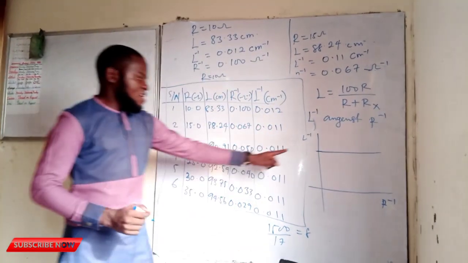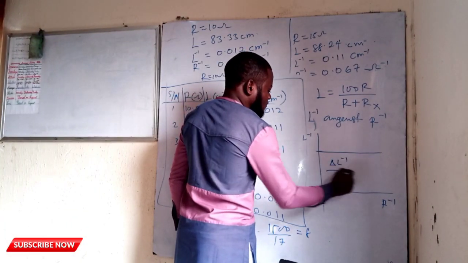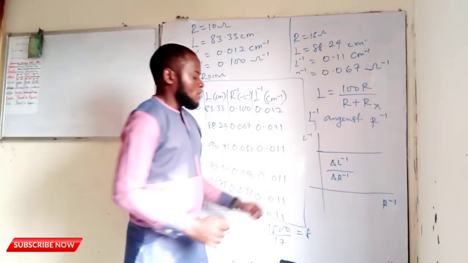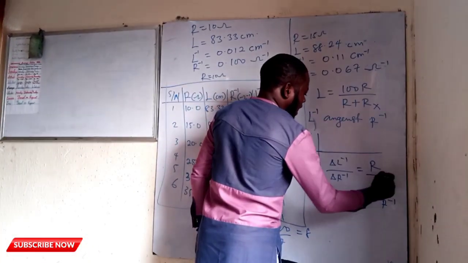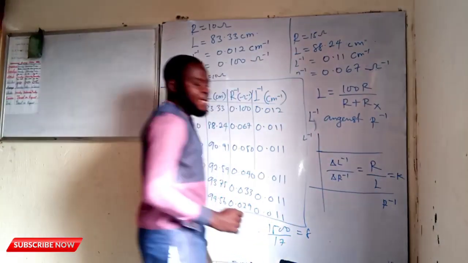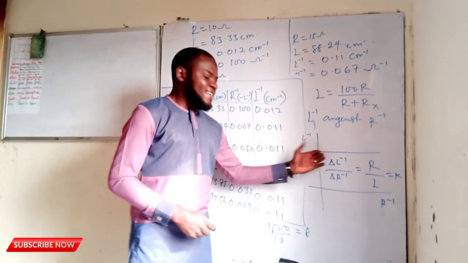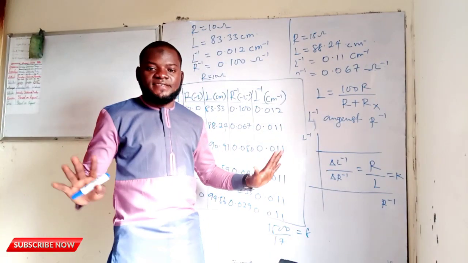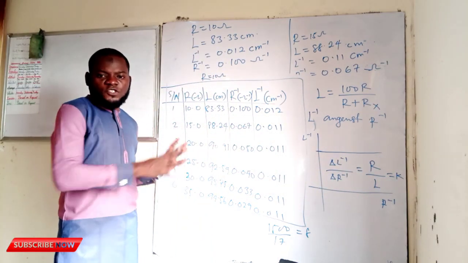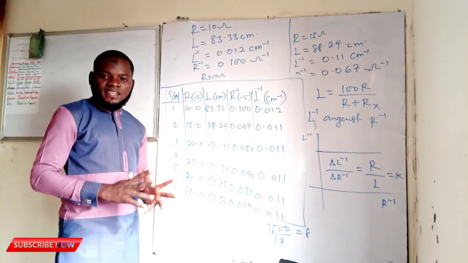Because we know that if I take the delta L inverse and delta R inverse, which is the slope, you will see that my result is going to be R over L, which we call a constant. So do we get that now? This line is not increasing, neither is it decreasing. It's going to remain the same. And that is what they really want to test according to this practical. Is that taken now?